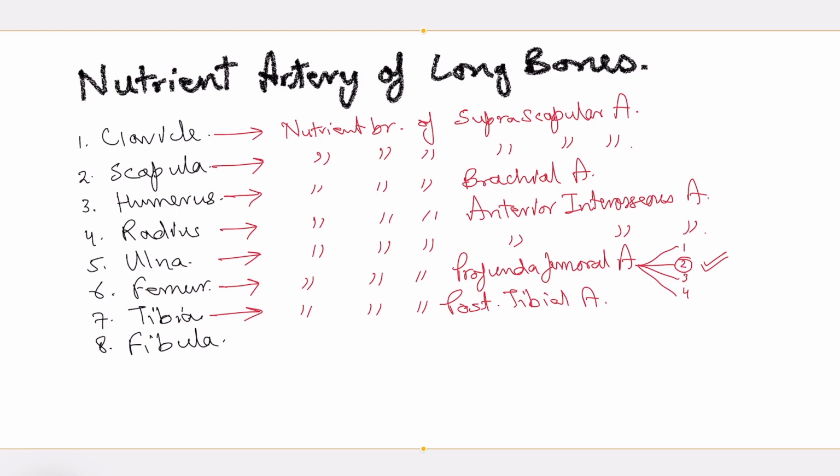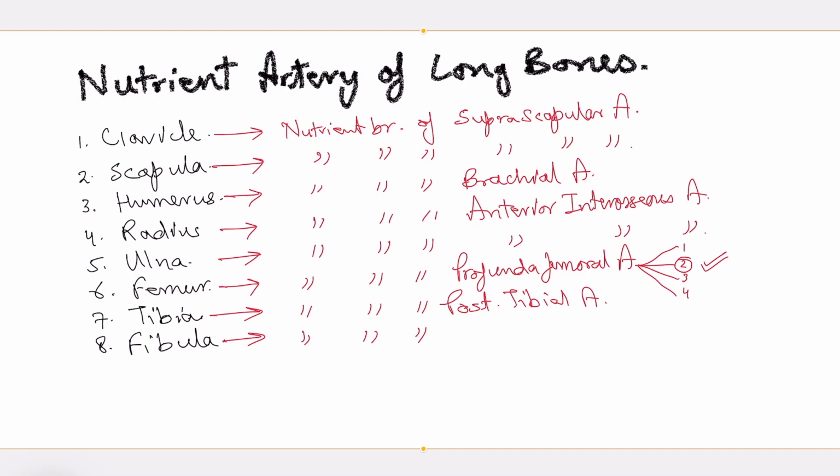So posterior tibial artery will provide nutritional branch to tibia, and this was the question as a fill in the blank in your exam. What will be the blood supply to fibula? Nutritional branch from which artery? Now again compare the homology and guess the answer.